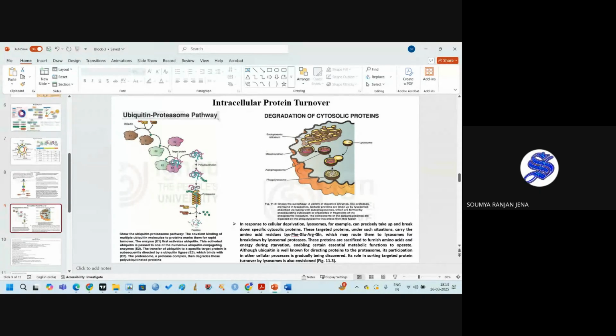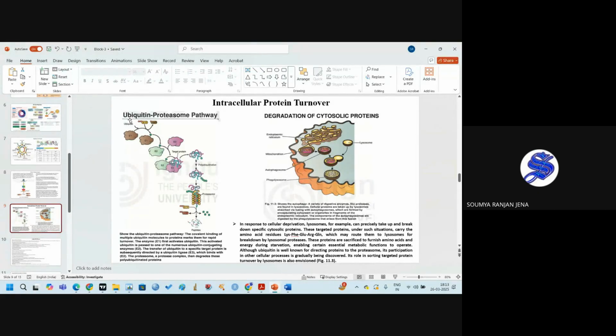If you look at the structure of the ubiquitin proteasomal pathway, it involves the covalent binding of multiple ubiquitin molecules. Ubiquitin binds to the protein and marks it for rapid turnover. Rapid turnover means degradation of that protein. If ubiquitin is tagged to a protein, the fate of the protein is to be degraded. How will this degradation occur?